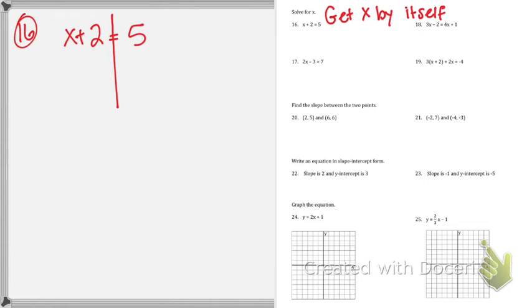Now, we have to get x by itself. Well, you notice that x has a plus 2 attached. So we have to get rid of it. By getting rid of something, you have to do the opposite operation. So what is the opposite of adding? Right, subtracting. So we're going to subtract 2. Now, remember, the rule is whatever you do to one side of the equation, you have to do to the other.